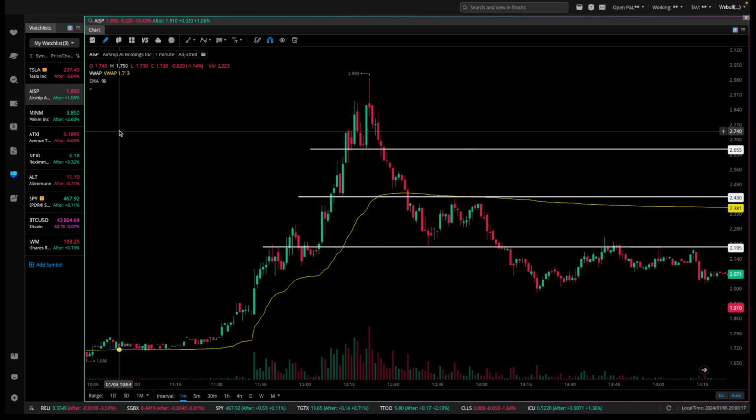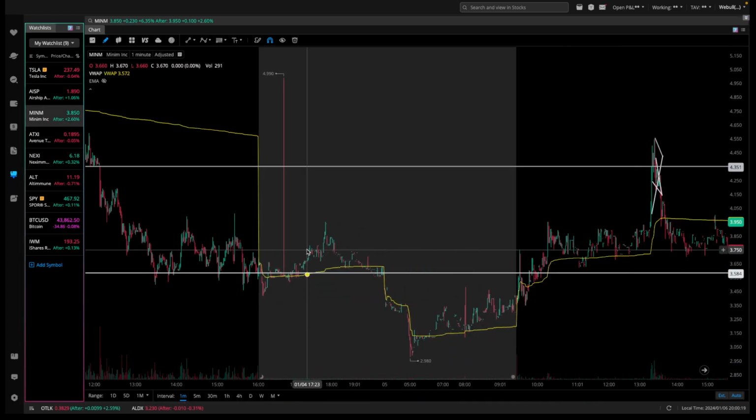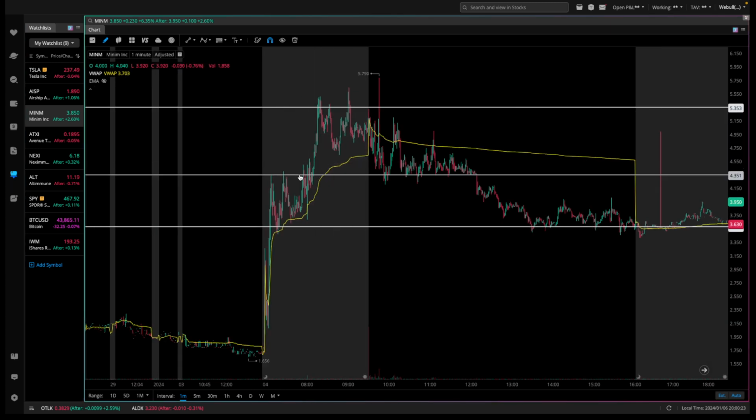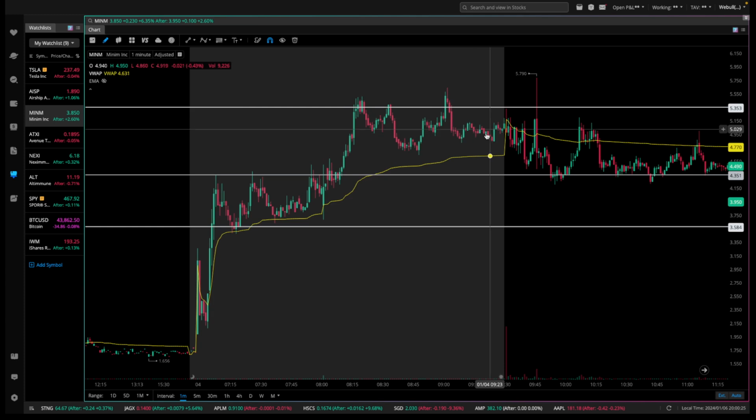And look, this is just one more example. I'll give you another example on MINM when we traded this. Again, let's just move back in time because we traded this early on in the week. Look here, guys. This VWAP is this yellow line.